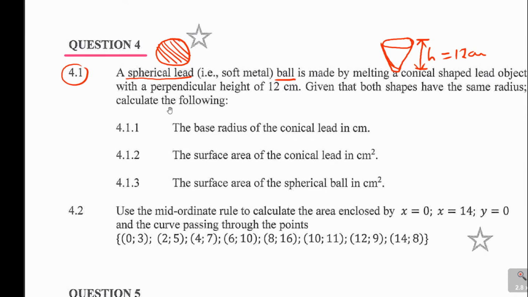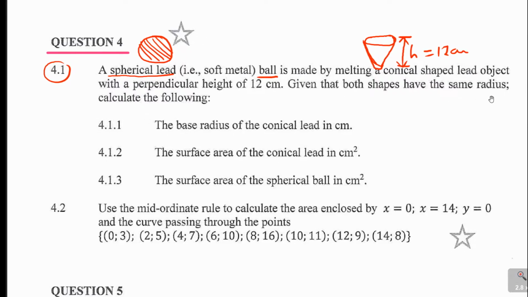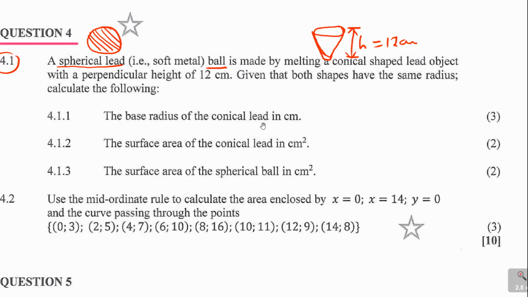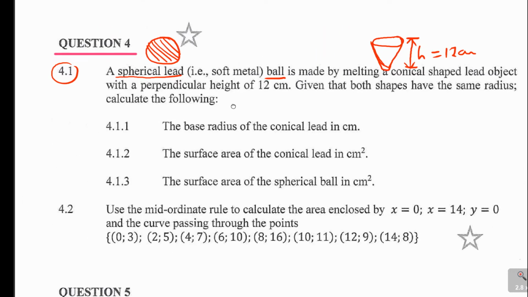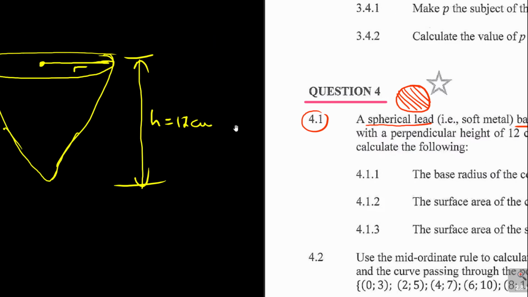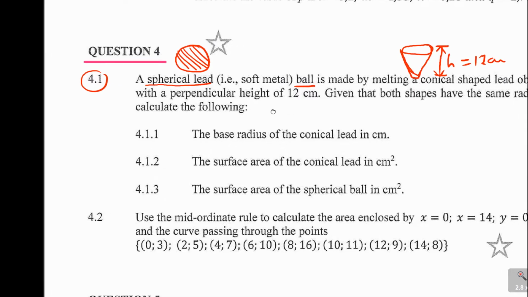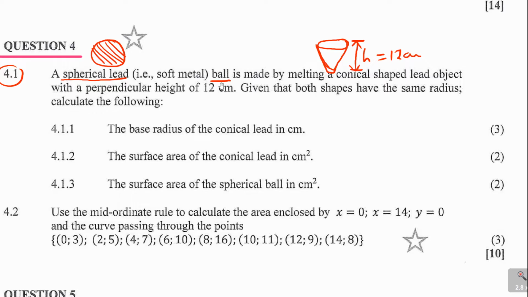12 centimeters. So they're saying, given that both shapes have the same radius, calculate the following: the base radius of the conical lead in centimeters. 3 marks. So they want the base radius of the cone. They want this r. And then what else did they give? Let's look at this. They are saying a spherical lead with a soft metal ball is made by melting the conical shaped lead with a perpendicular height of that.